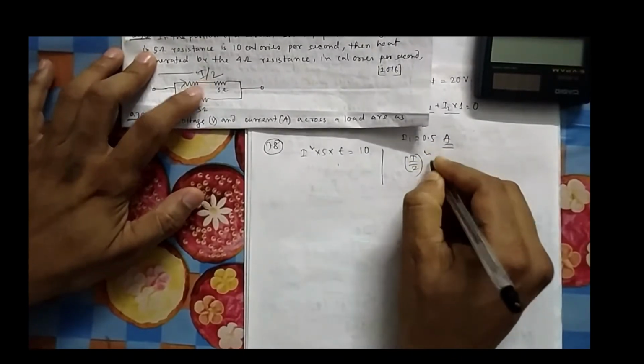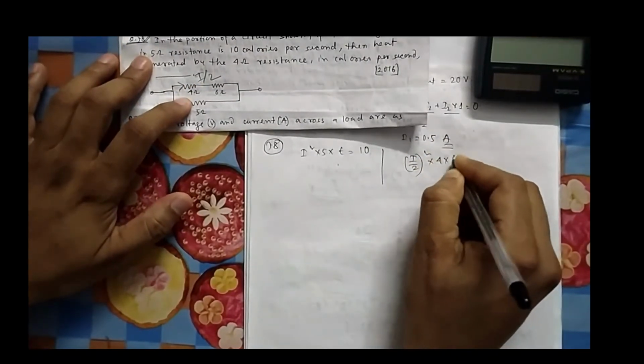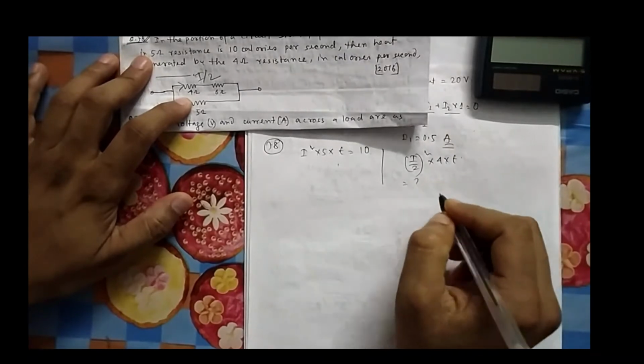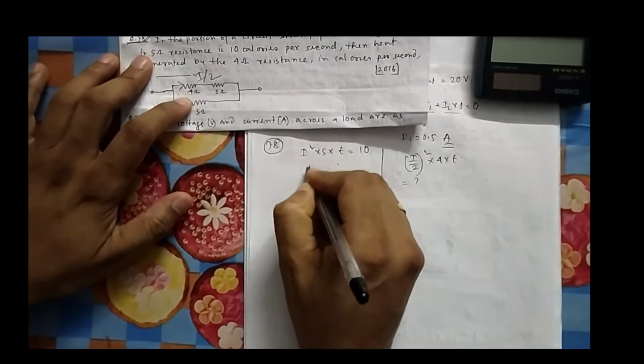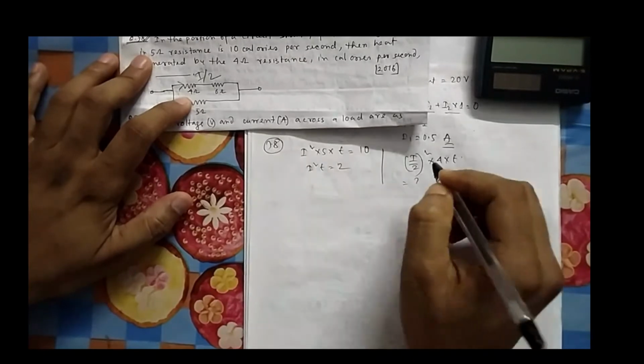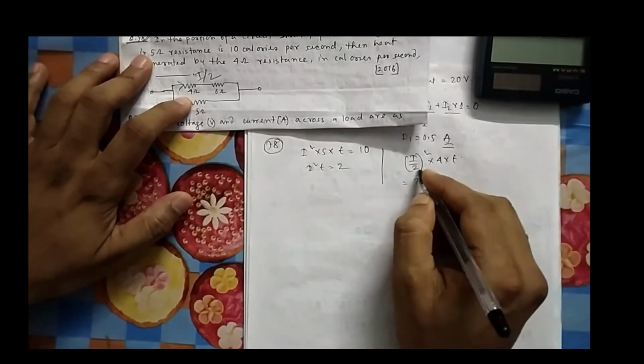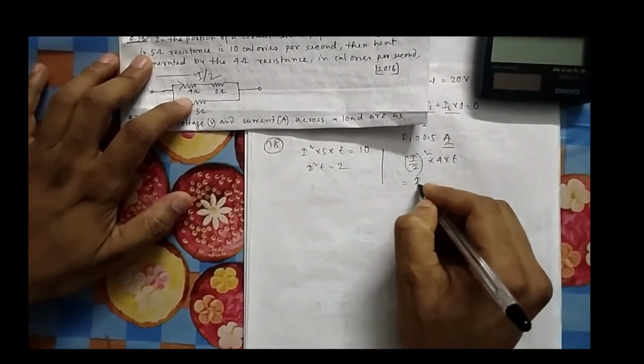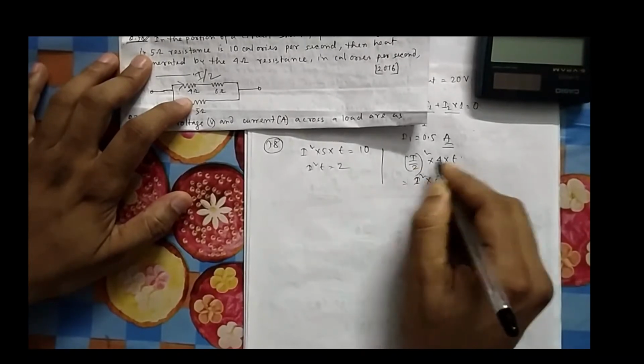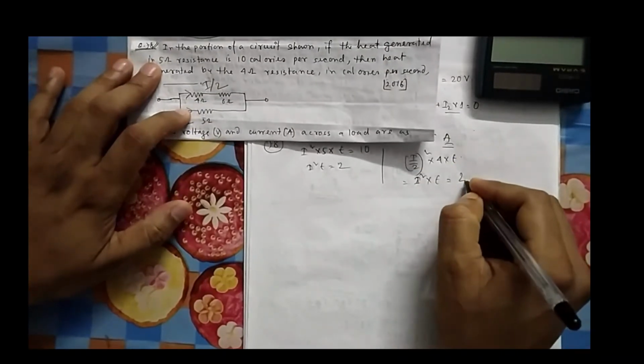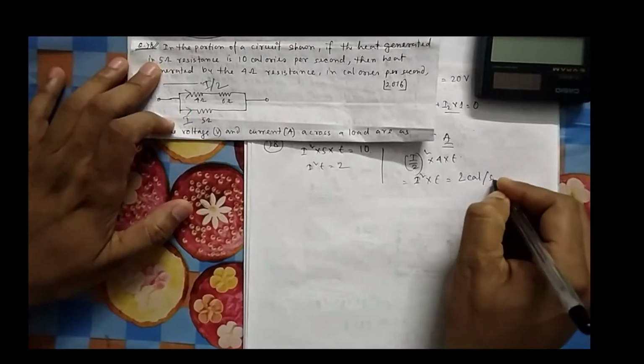So it is I square by 4, R is here 4, again T. They have given me this one, so I can use I square T is equal to 2. So you apply this: 4 would get cancelled, so I square into T, 2 to 4 will cancel. That is 2. So it is 2 calories per second.